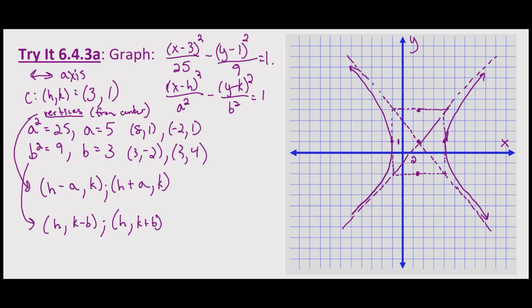And if we wanted to cross our T's and dot our I's, we could look at negative b over a, which is negative 3 over 5. 1, 2, 3 up, and 1, 2, 3, 4, 5 over. So the slopes check out on our asymptotes, verifying that this is the correct graph for the hyperbola represented by (x minus 3) squared divided by 25 minus (y minus 1) squared over 9 equals 1.